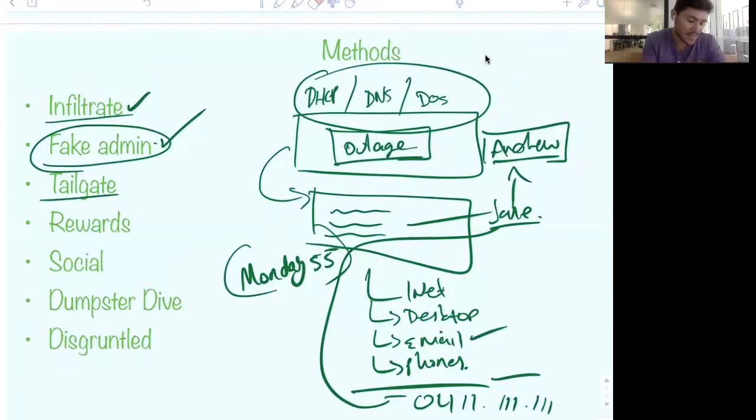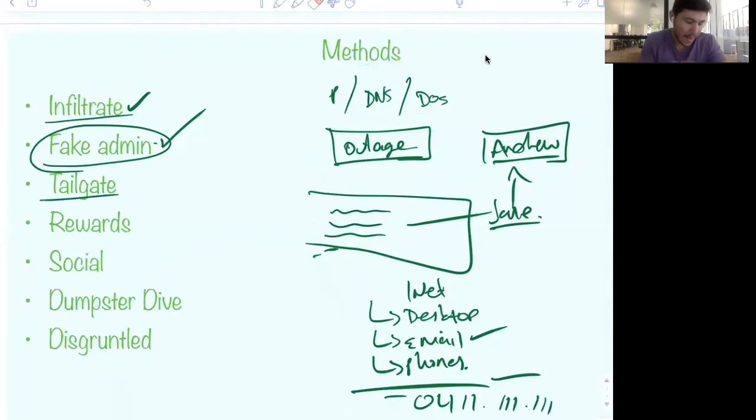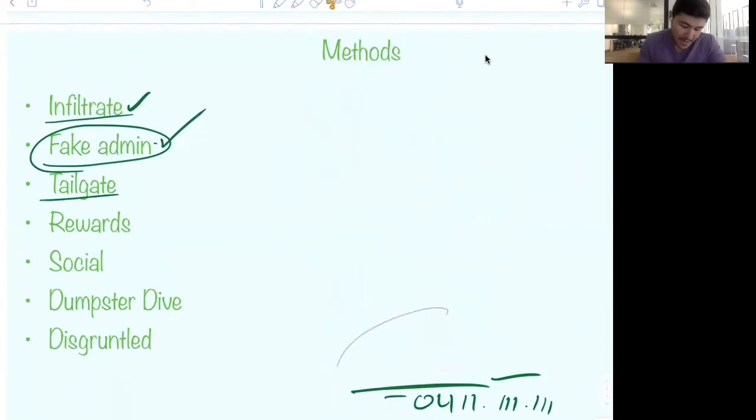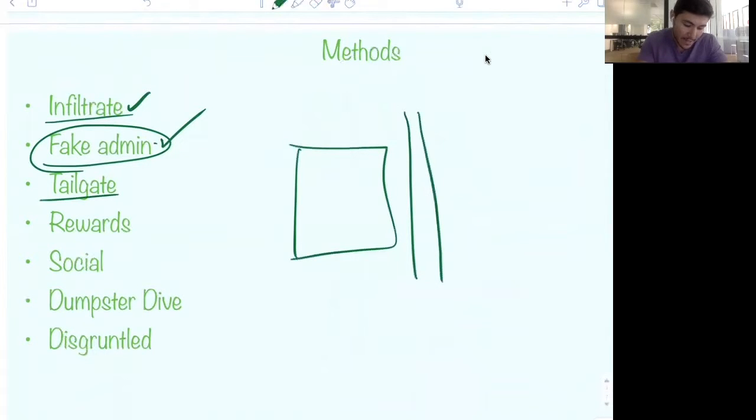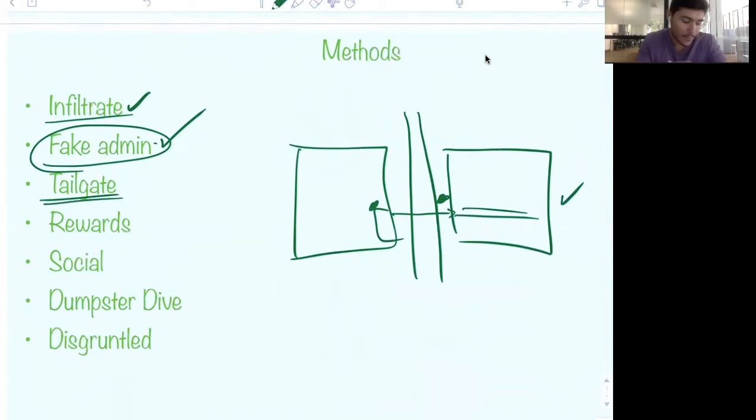Tailgating. Tailgating, guys, is another easy method. I'm just going to clear the screen here so I can keep drawing with you guys. So tailgating, obviously, if we're in a sensitive location, there might be some sort of barrier in here. And obviously there's a swipe card that you have to get through, and then you have to get through another barrier and swipe your card here and then get through that area. And obviously that's the destination.